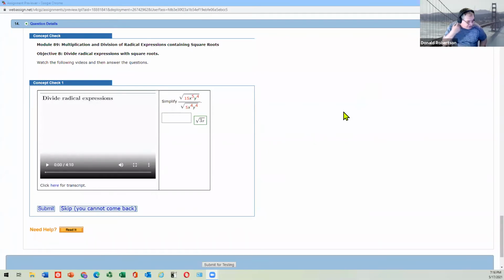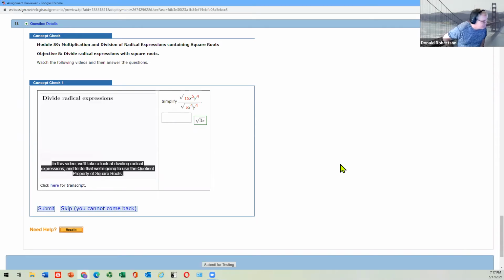Are you all looking at question 14? Oops, I can't see you right now. There's a window in the way. Can you see question 14 concept check? Right. So, if I click on that guy.